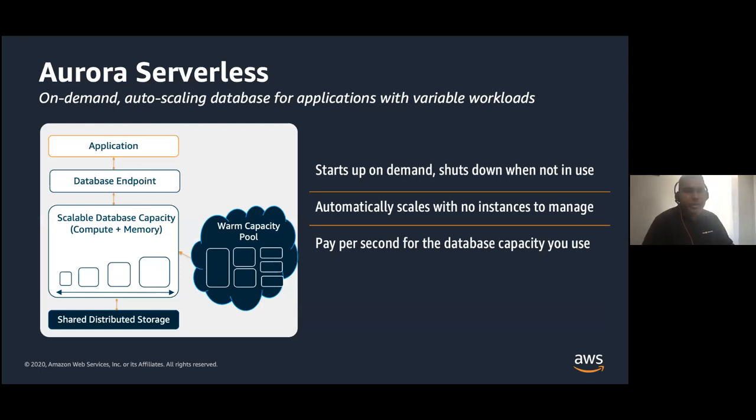Another concept is Aurora serverless, an on-demand auto-scaling database for applications with variable workloads. For example, if you have startups on demand, it starts up on demand and shuts down when not in use. You have that concept in EC2, where some of you may be using auto-stop and auto-start to save some on-demand hours. Aurora serverless does the same thing. When you need it, it starts up. When you don't need it, it shuts down. It automatically scales with no instances to manage. So you don't have to manage a single instance, and when you're scaling up, there's no configuration. It automatically scales up.